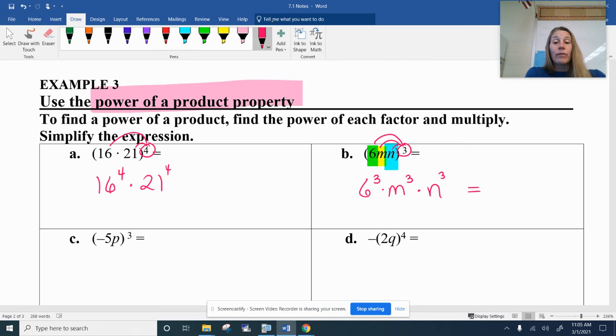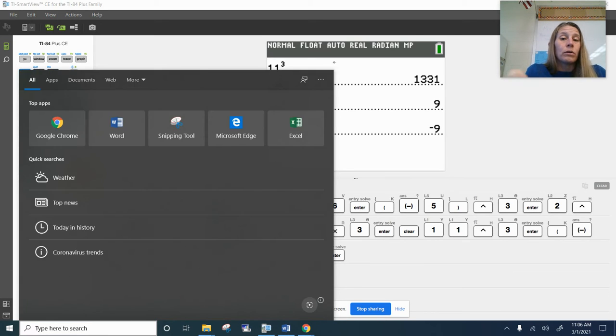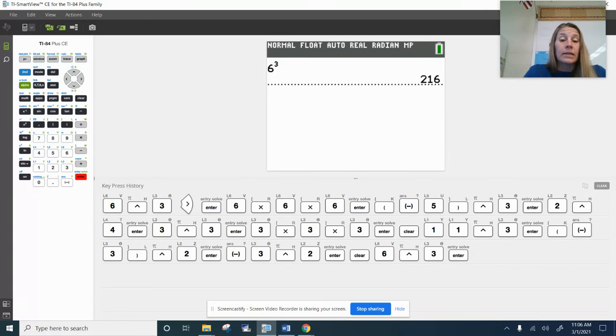The 6, however, if it's something that you can work out, and I would check it on a calculator, and the number's not astronomical, you would want to work it out. So on your calculator, you would do 6 raised to 3, and you can see that's 216.